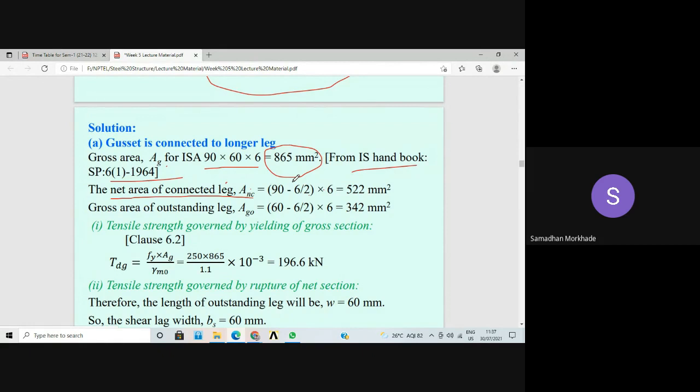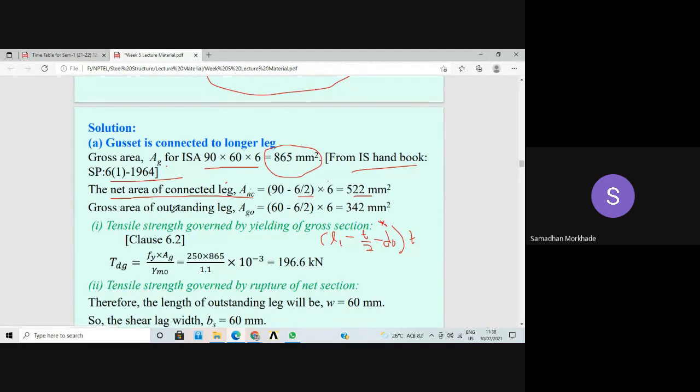Because it is a welded connection, it is simple. You remember this formula: L1 minus T by 2. Remember our yesterday example of bolted connection: T by 2 minus D0 into T. Now, since it is a welded connection, D0 is absent because there is no hole. Therefore, only 90 minus 6 by 2 into thickness of the section, that is 522 mm square.